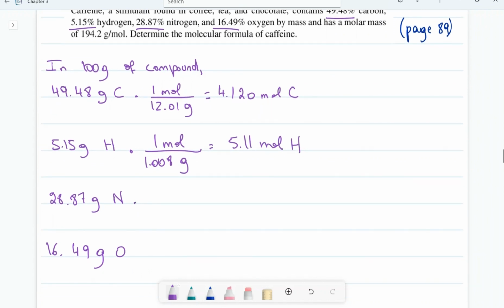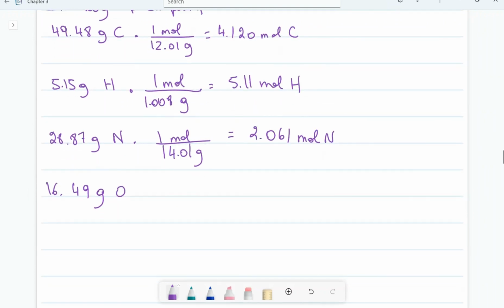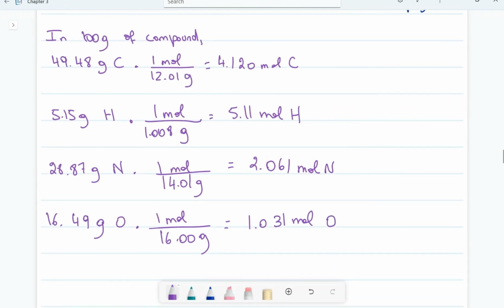Same for nitrogen, 28.87 times 1 mole divided by 14.01 grams. This is 2.061 moles of nitrogen. For oxygen, 16.49 grams of oxygen times 1 mole of oxygen divided by 16.00 grams. This is 1.031 moles of oxygen.